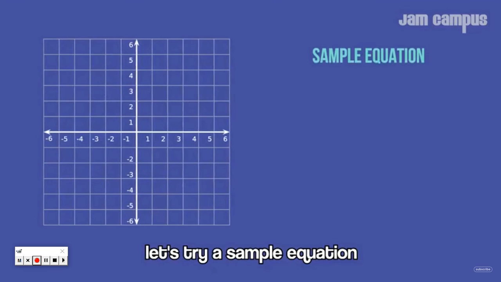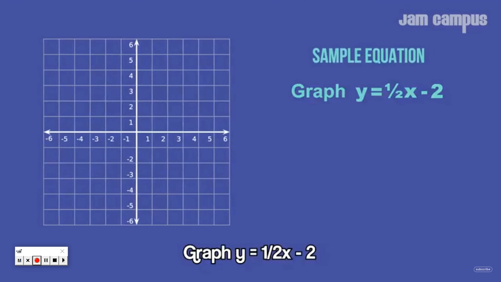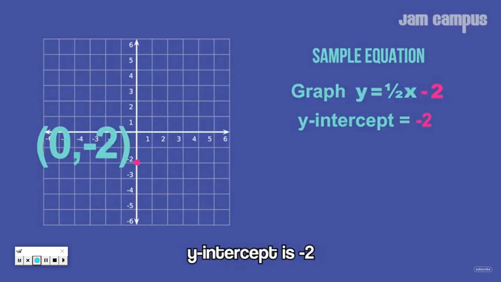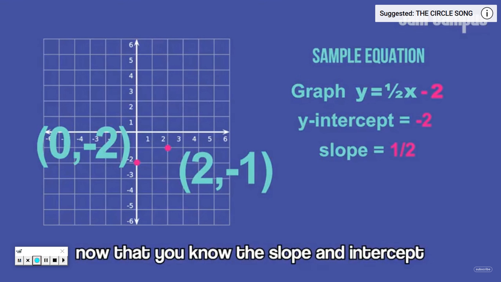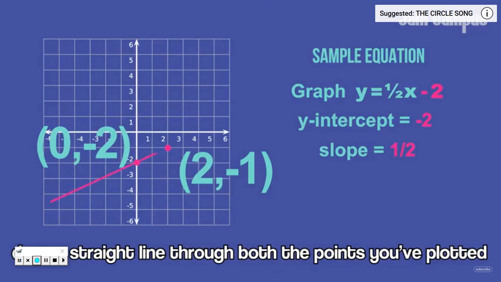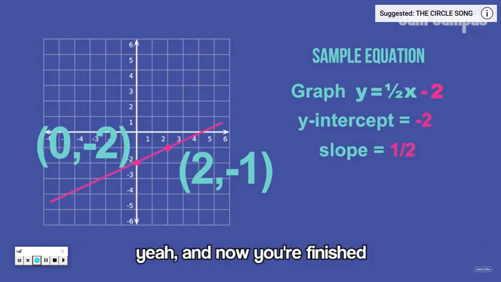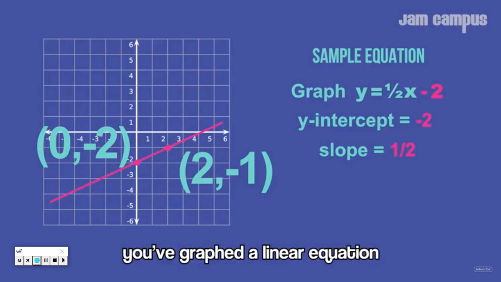Let's try a simple equation. Graph y equals 1/2 x minus 2. Y-intercept is -2, slope is 1/2, or 1 over 2. Now that you know the slope and intercept, draw a straight line through both the points you plotted. And now you're finished. You've got a linear equation.